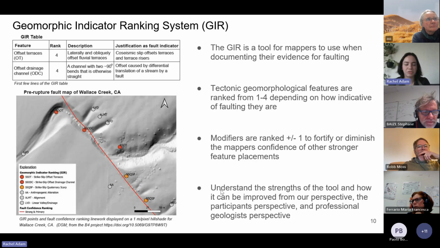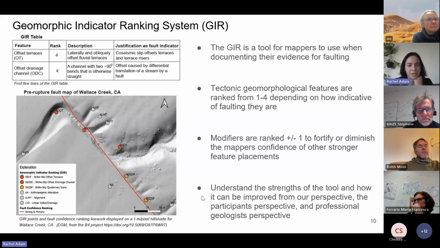And then we also include features called modifiers, and those are given a plus or minus 1, and those are mostly used to fortify or diminish the mapper's confidence of other stronger feature placements. So a linear valley or drainage isn't enough on its own to indicate a fault, but when it's mapped in conjunction with other stronger features, it can increase the mapper's confidence of the fault location.